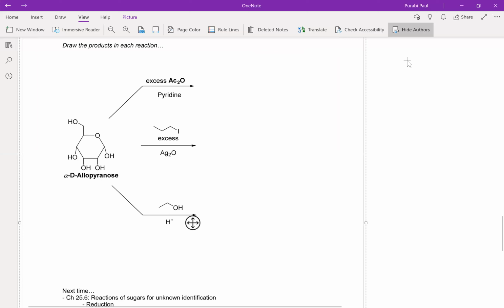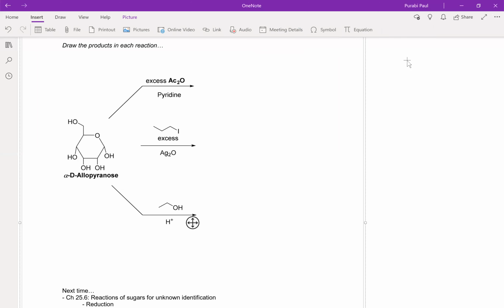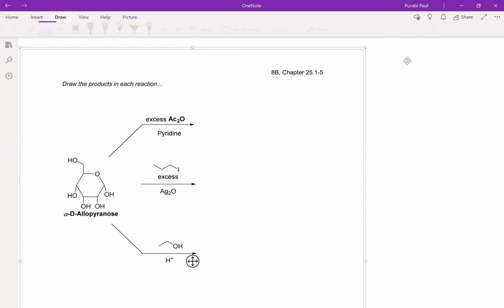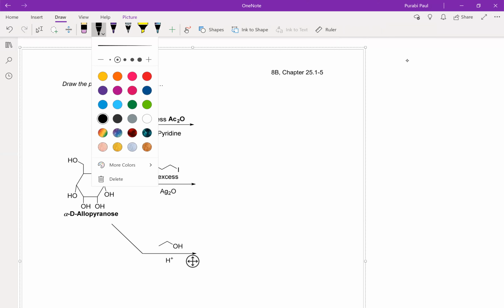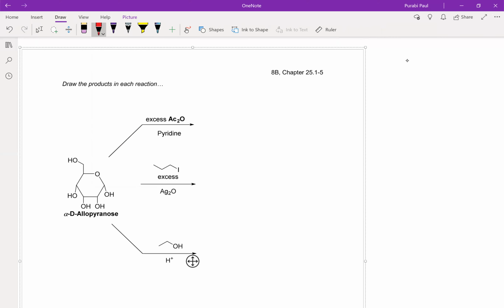So let's look at it. Here we have the sugar. This one is alpha-D-allopyranose. For those of you that are still a little confused about the name, just think about it this way: alpha means this anomeric position, if it's down, it's alpha. D means this CH2OH, if it's up, that means it's D. And on the first reaction pathway, you're reacting with excess acid anhydride and pyridine.